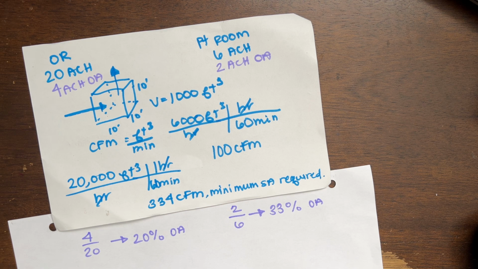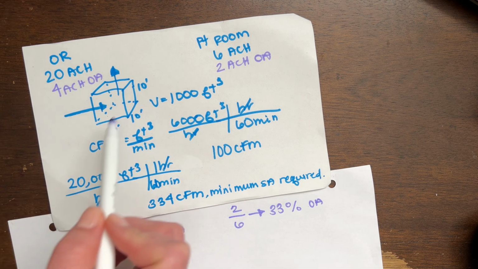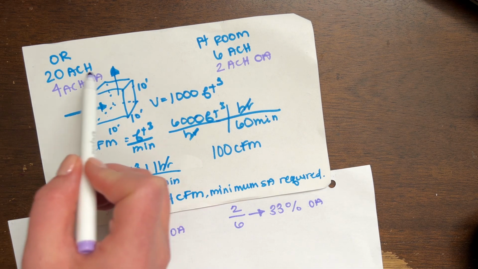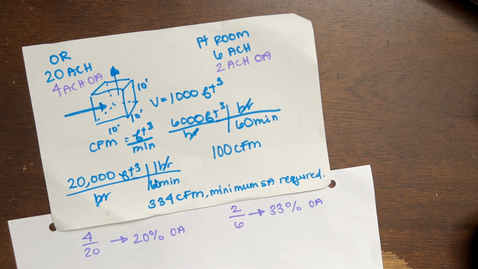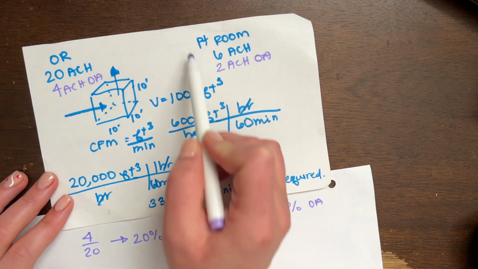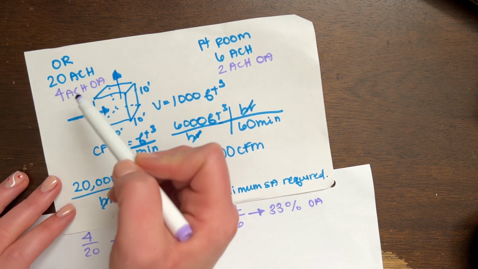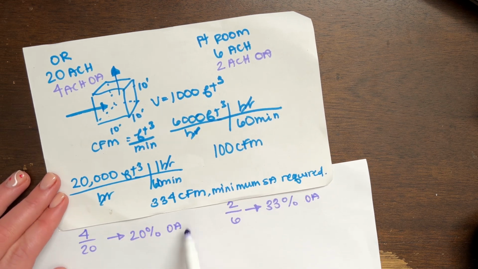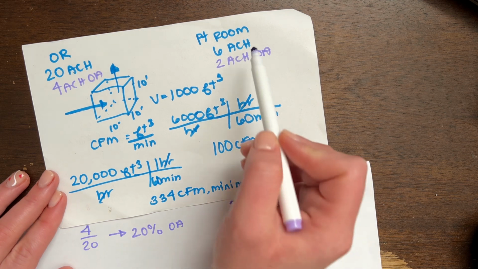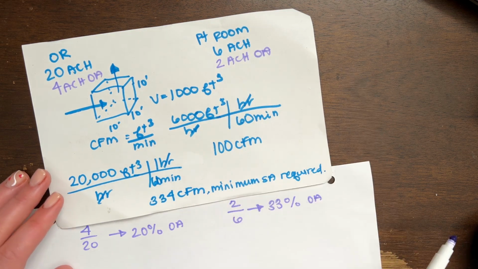When you're in an operating room, you do have quite a few people, but when you're providing so much air into a space, 4 air changes of directly outside air every hour, then you know that it's getting enough ventilation. Your patient room only requires 2 air changes of outside air. This requires 4. So you're still providing more ventilation, but the percentage of the total airflow is less than the percentage of the total airflow in your patient room.